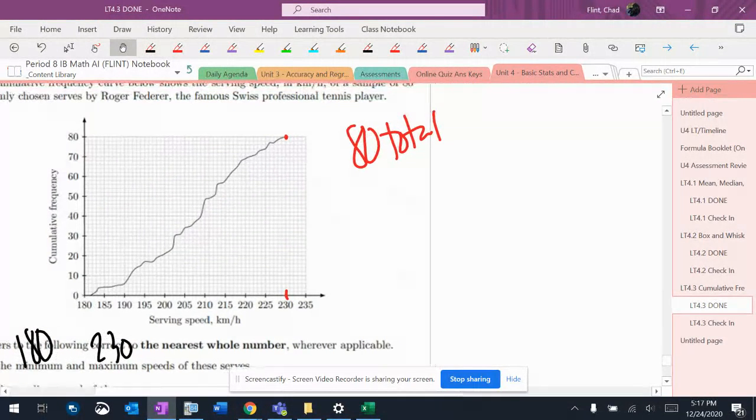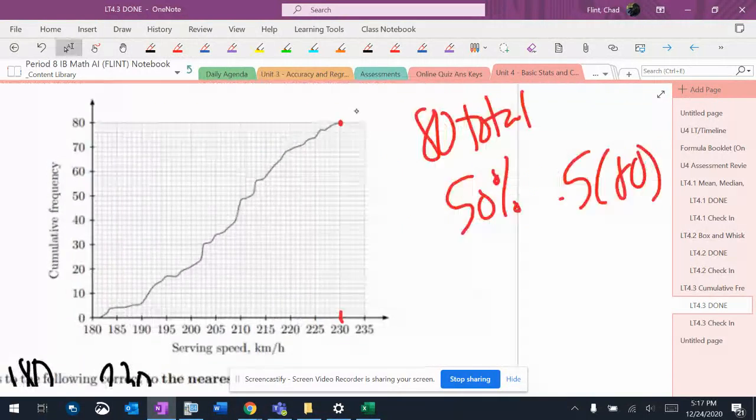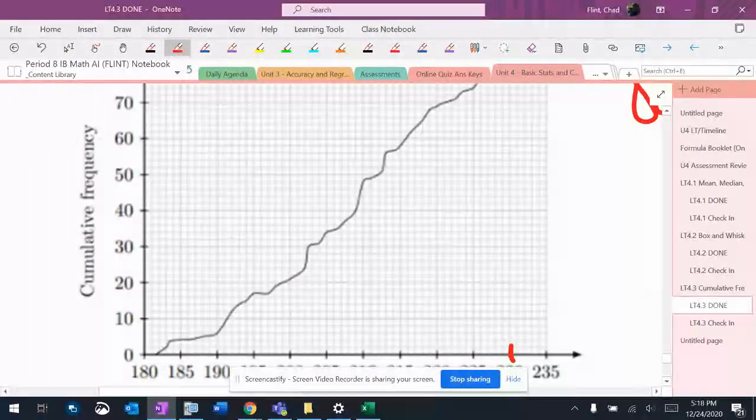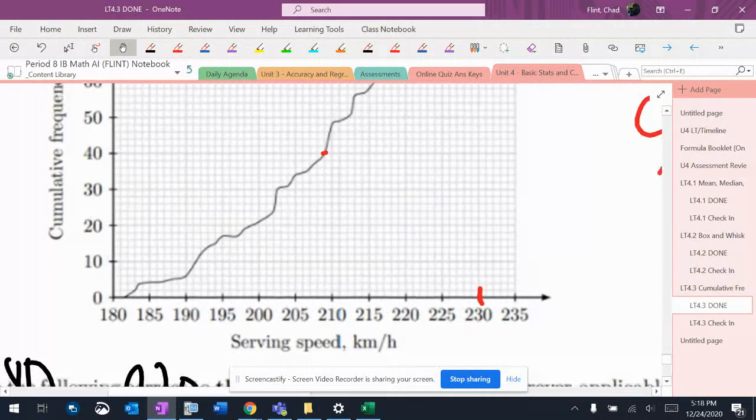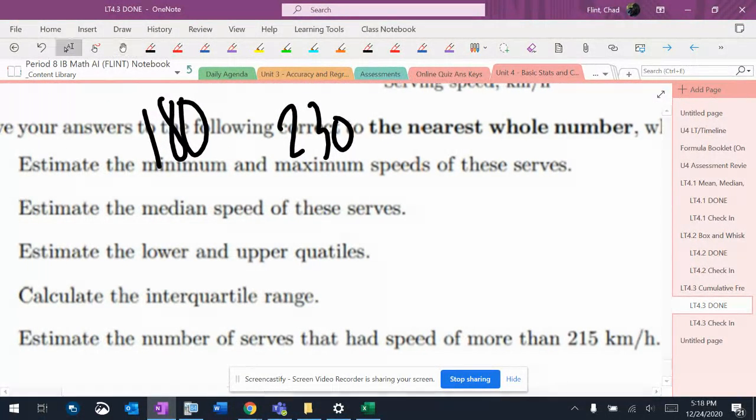Estimate the median. So I'm going to do all my scratch work up here. The median is 50%, which is 0.5 times 80, which means I'm looking for the 40th one. So I'm going over here to 40. I'm going over and 40 hits right there, which looks like that's going to be right there, if I did it right. So that's 209. So the median is approximately 209.